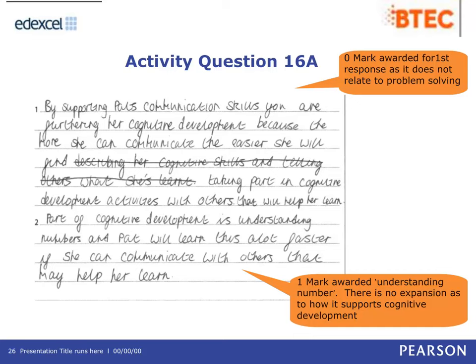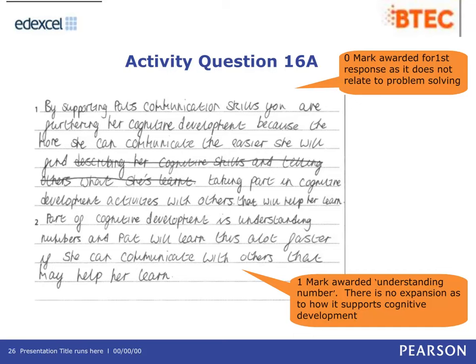Zero marks have been awarded for the first example. Although in the previous example 1 mark was awarded for socializing with peers, this example only states she can communicate the easier, repeating the question and communication.